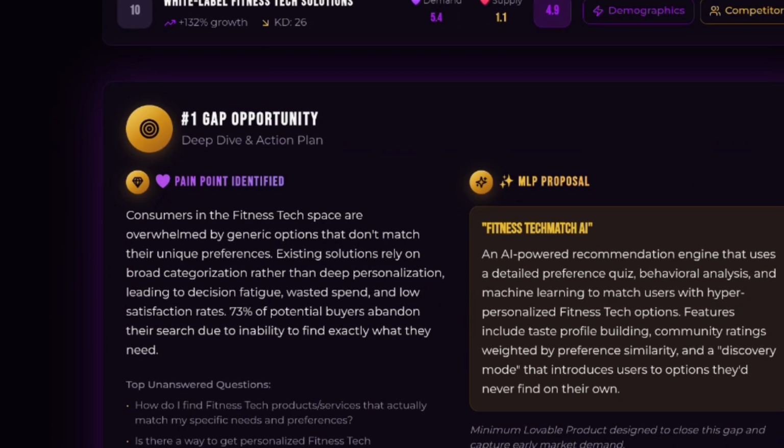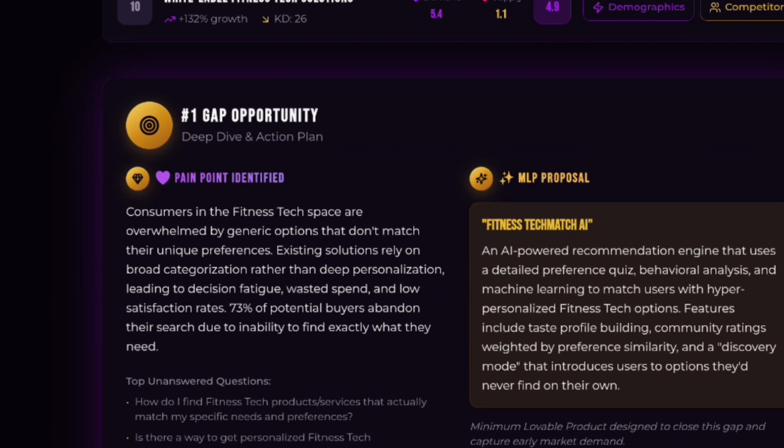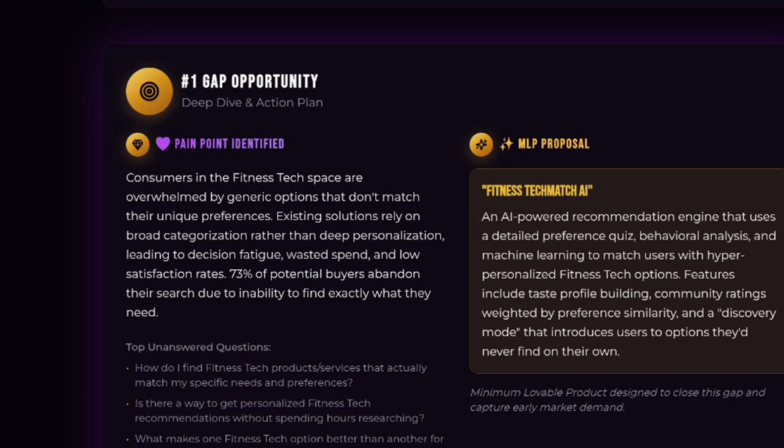And then the gap opportunities, a deep dive into an action plan. The pain point identified is that consumers in the fitness tech space are overwhelmed by generic options that don't match their unique preferences. So people are looking for very customized products when it comes to fitness tech. Existing solutions rely on broad categorization rather than deep personalization, leading to decision fatigue, wasted spend, and low satisfaction rates. 73% of potential buyers abandon their search due to inability to find exactly what they need.